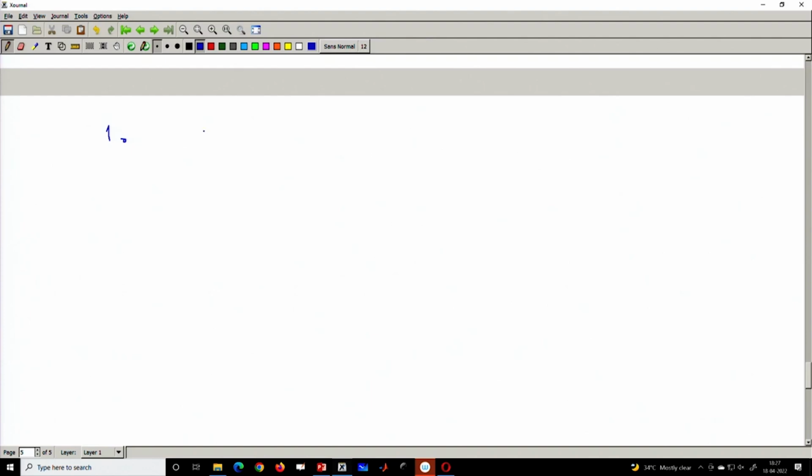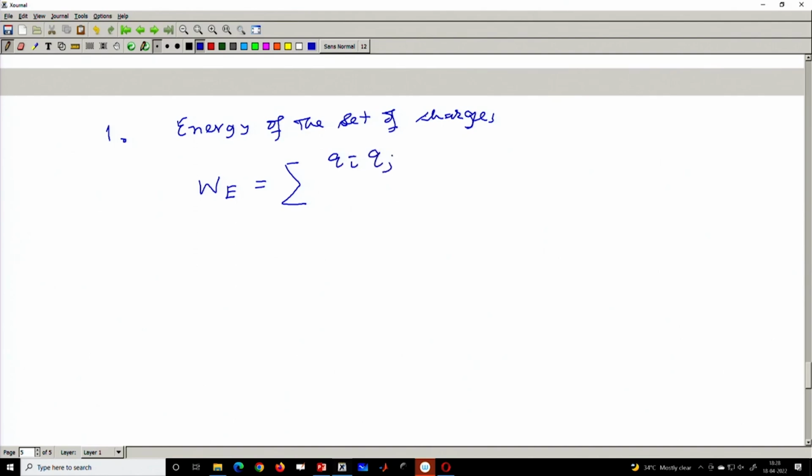The energy of the field of a set of discrete charges, the energy of the set of charges is W_e equal to Q_i Q_j divided by 4 pi epsilon 0 R_ij. R_ij is nothing but the distance between these two. In many places it is written in this way, so that is why I am writing.